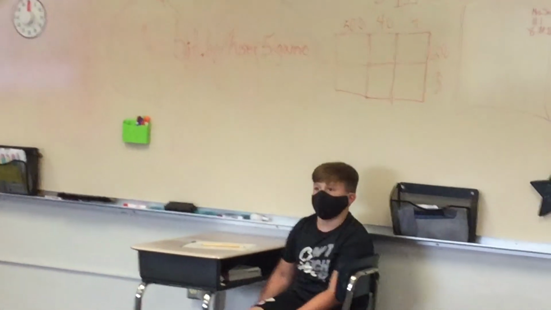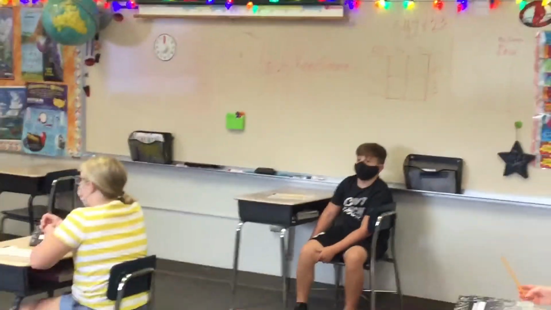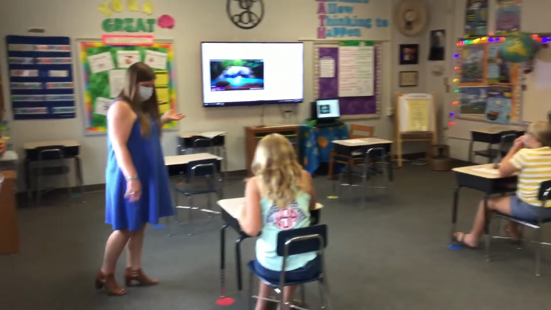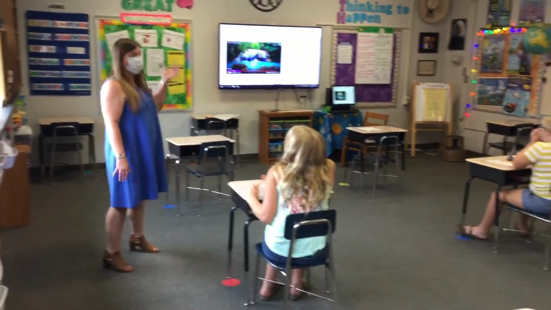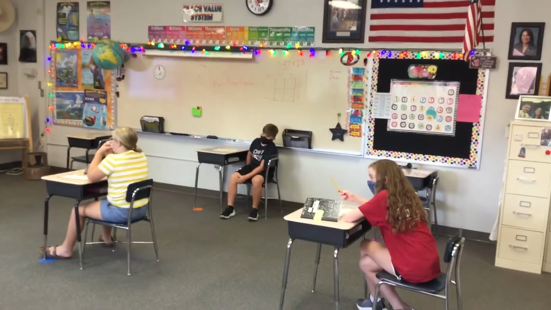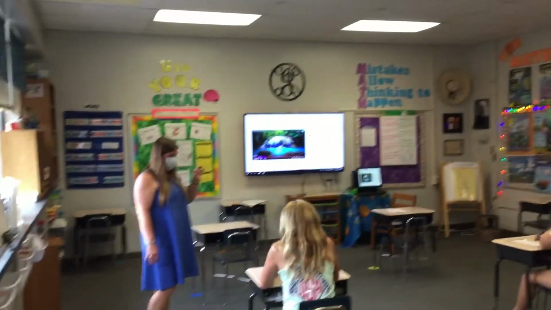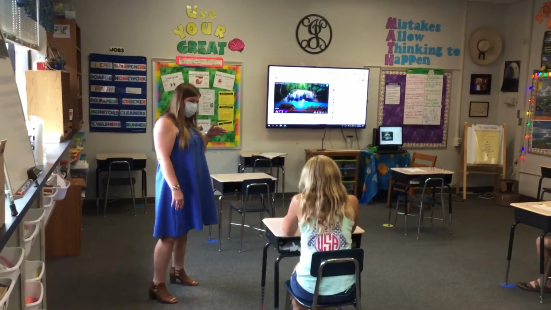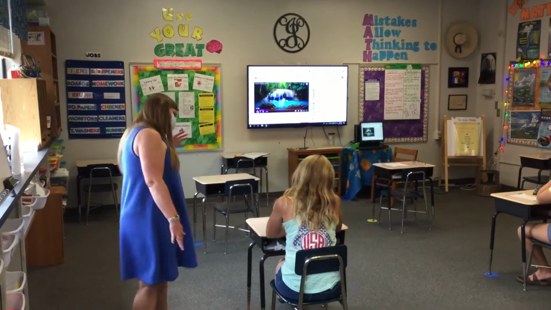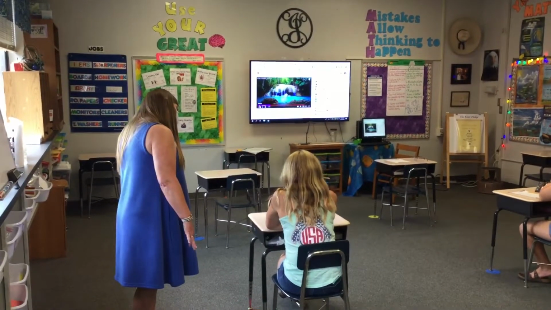Cody, what did you do? I did 2 times 4. That's correct. What did you do? One of them I did 2 times 5. That's correct. And what did you do? 2 times 8. All of you are correct because one of the factors was 2. So all of you are right. Let's go on to number 2. The number of tiles will make an array that's 5 tiles wide.